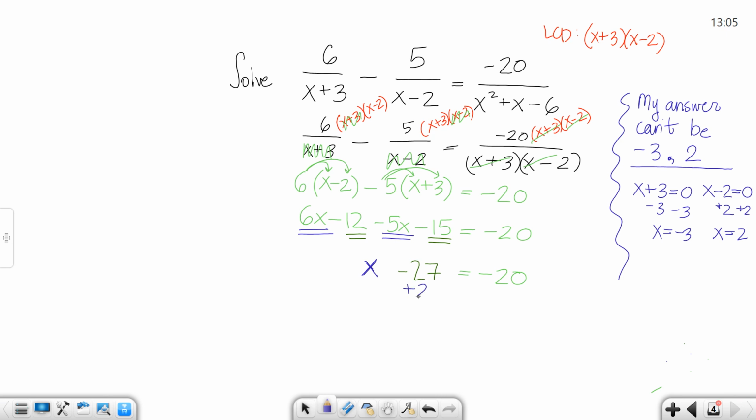So to move the 27, I'm just going to add 27 to both sides. The 27s cancel out, and x would equal 7. Before I box that in and say that's my final answer, I have to make sure that 7 is not on my bad list. Well, my answer can't be negative 3, and it can't be 2. It can be 7 all day long, and so that will be my final answer.